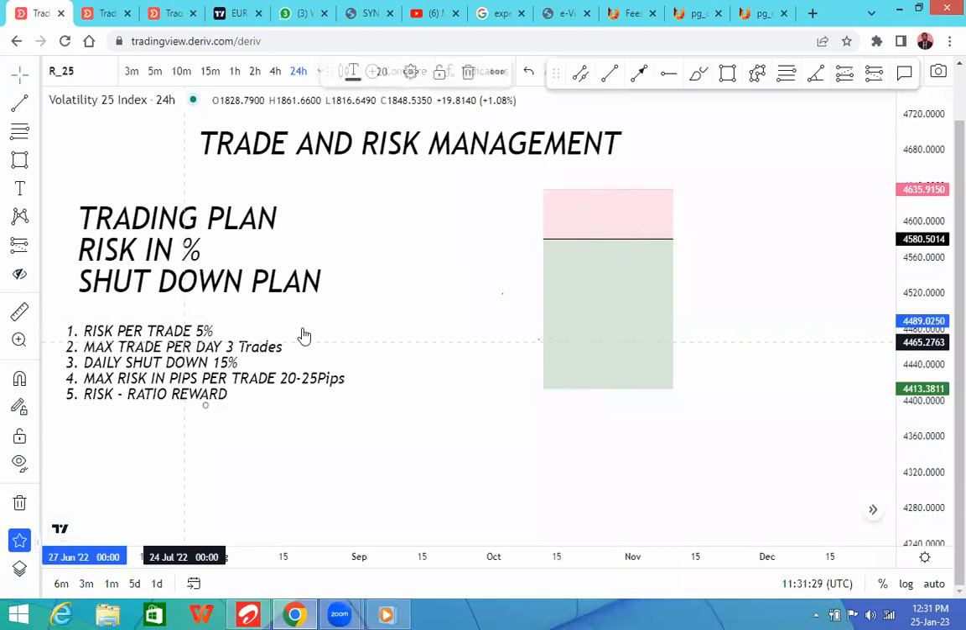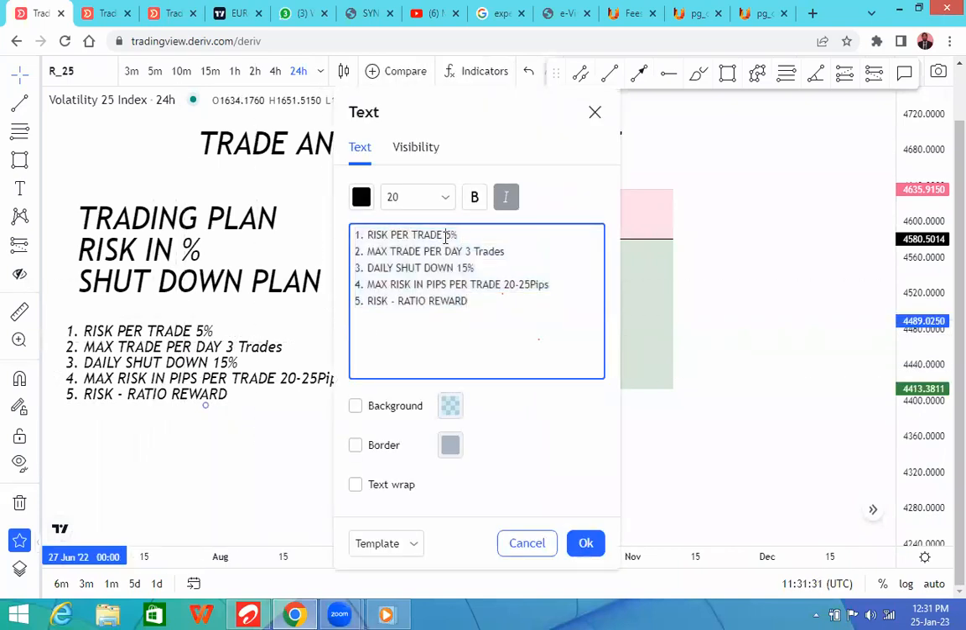Let me see if I can. Please just stay with me. Stay with me. I'll soon be done. Stay with me, please. All right. Okay. My risk to reward is 1:3. Yes, 1:3. My risk to reward is 1:3.